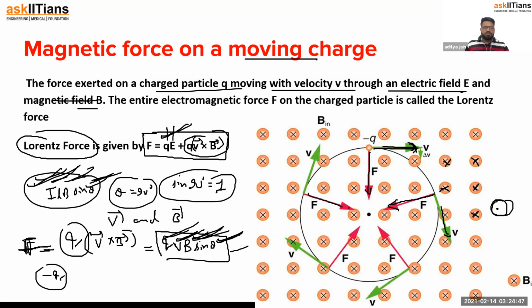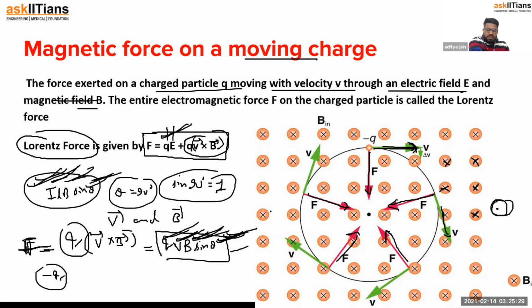Then the direction of magnetic force on that charged particle will be towards the center, and that central force will give it a centripetal force so that it will be able to do a circular motion. So whenever any charged particle enters a magnetic field in a perpendicular direction, it will do a circular motion, and the centripetal force is provided by this force QVB, which is the magnetic force acting on a charged particle Q.